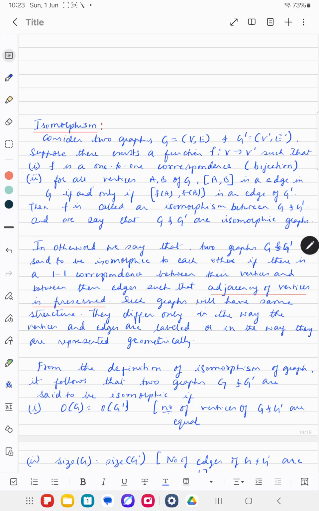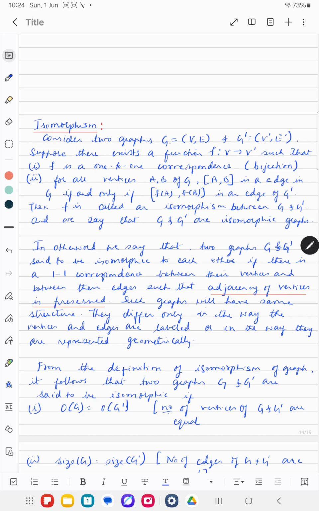Second, for all vertices A, B belonging to the graph G, edge AB is an edge of the graph G if and only if f of A, f of B is an edge of G dash. Then f is called an isomorphism between G and G dash, and we say that G and G dash are isomorphic graphs. I'll repeat.